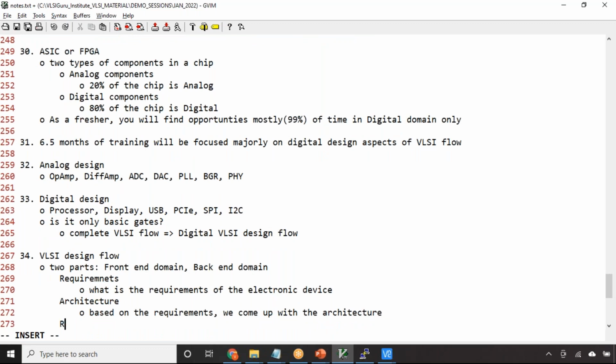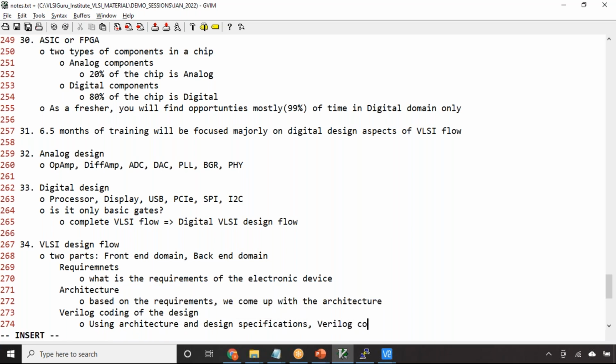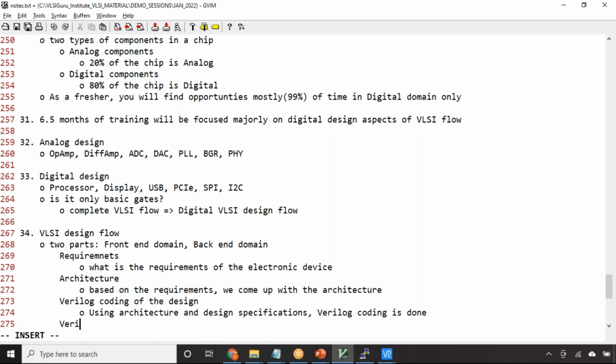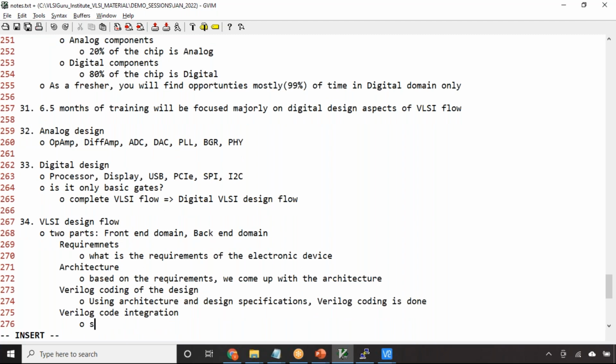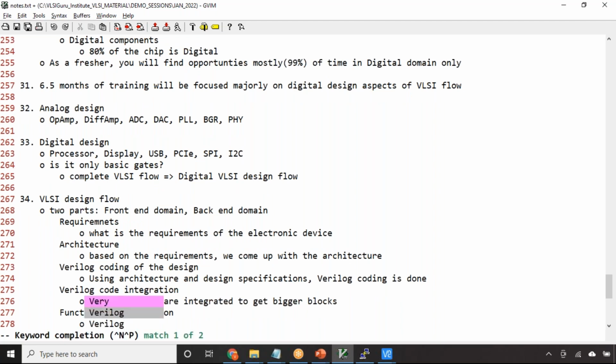Then we develop the Verilog coding of the design, using the architecture and design specifications. Once Verilog coding is done, comes Verilog code integration, where smaller blocks are integrated to get bigger blocks. Once that is done, we do functional verification. That is the domain I am talking about, the one we are covering in this 6.5 months course. Functional verification is checking the behavior of the RTL code, the Verilog code.